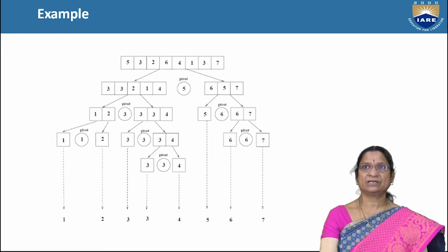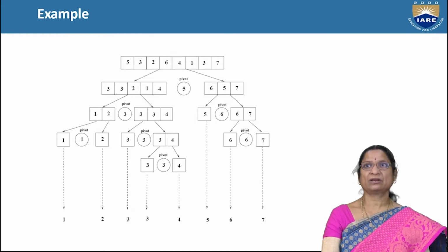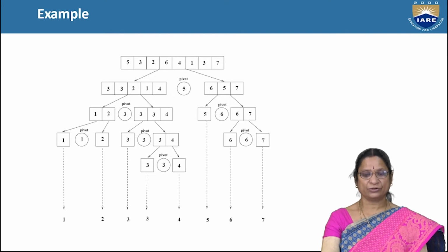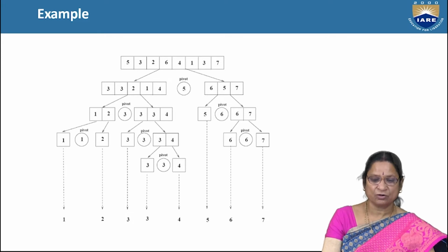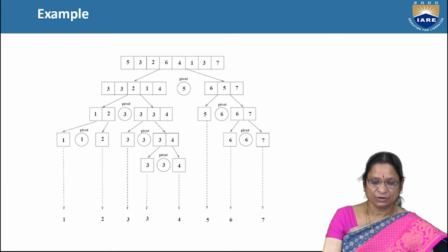Then the pivot element is placed in such a way that all elements lesser than 5, meaning 3, 3, 2, 4, are in the first list, and 6, 5, 7 are in the second sublist. 5 is the pivot element, so we can stop. In such a way you can continue recursively. First, pivot 3: 1, 2 will be in the first list and 3, 3, 4 will be in the second sublist. With 1 as the pivot element, 1 will be in one list and 2 in the other, then it will be stopped. 1 is in its position, 2 is in its position.